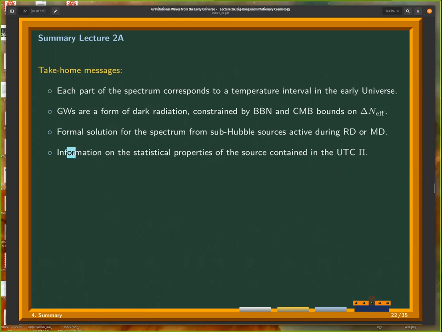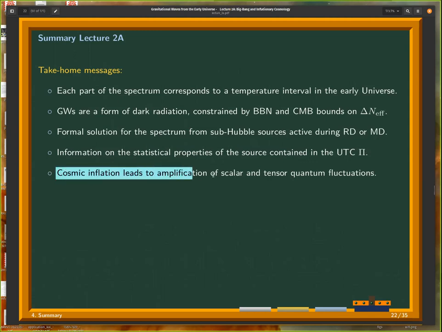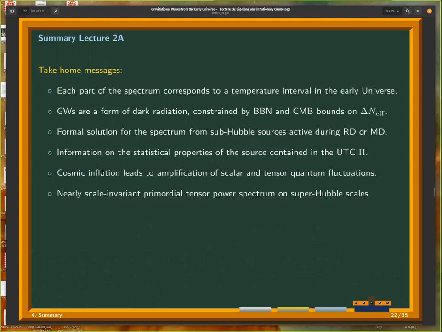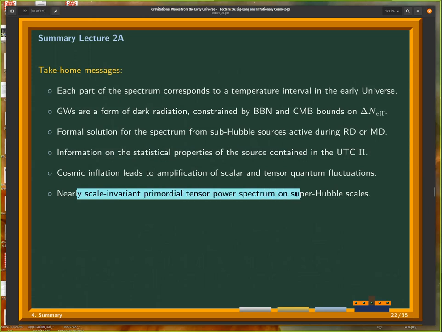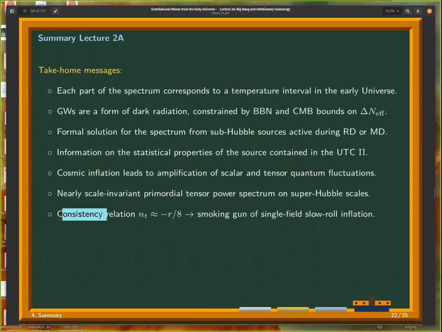I explained that the information on the statistical properties of the source is contained in the unequal time correlator Pi. I mentioned that cosmic inflation leads to the amplification of scalar and tensor perturbations, quantum fluctuations. We found a nearly scale invariant spectrum of primordial tensor perturbations on super-Hubble scales with a tilt controlled by epsilon, our slow roll parameter.